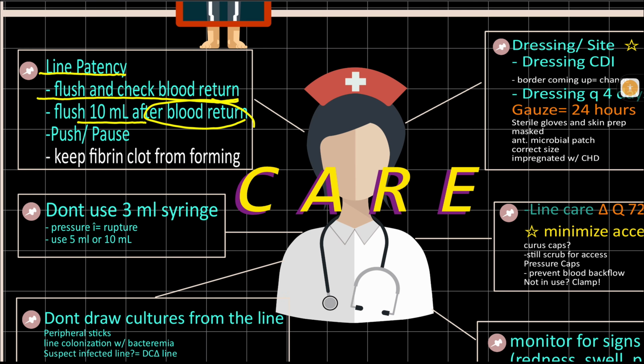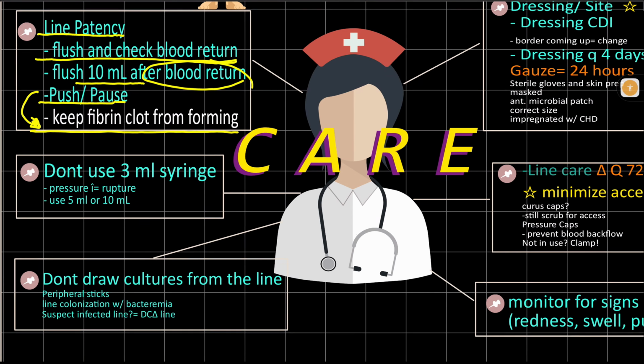Now, the manner of flushing it is using the push and pause method, meaning push and pause, push and pause. And that way, we are preventing what? Fibrin clot from forming. So, yun po yung rationale kung bakit gumagamit tayo ng push and pause.